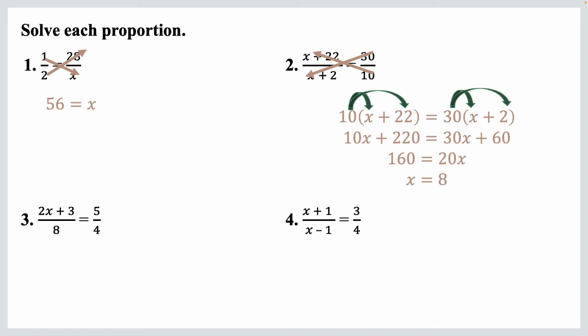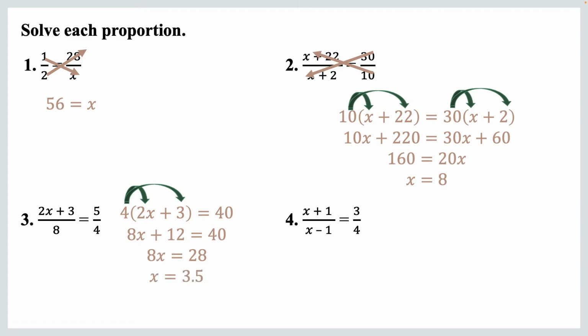Okay, how did you do? So if we cross multiply, we get 4 times the quantity 2x plus 3 equals 40. That's 8 times 5. Then we'll use the distributive property on both the numbers inside the parentheses. So we get 8x plus 12 equals 40. Subtract 12 from both sides, we get 8x equals 28, and then divide both sides by 8. We get x equals 3.5.